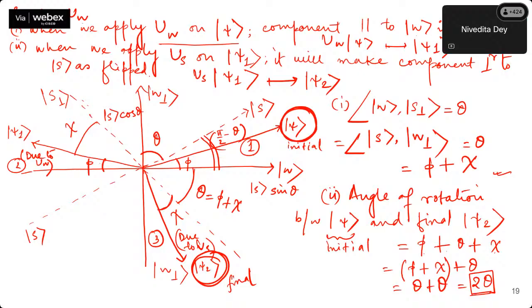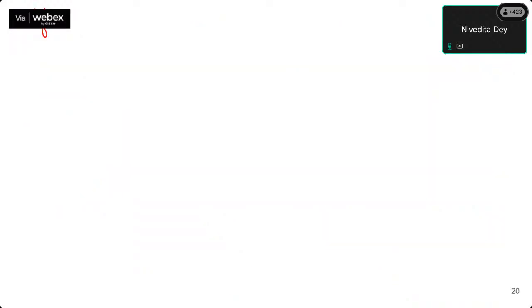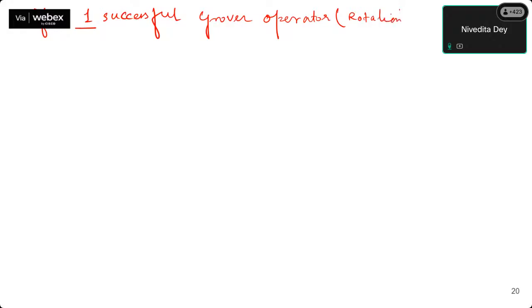So whenever we are doing that calculation, we have to keep it in mind, whenever we are trying to get the value of theta, that after that we have to make a 90 degrees minus theta to get the angle between them. We will do that. But just remember what theta is, the angle between my S and W perpendicular. So let me write: after one successful Grover operator or Grover rotation, between initial state and final state, the angle is 2 theta.